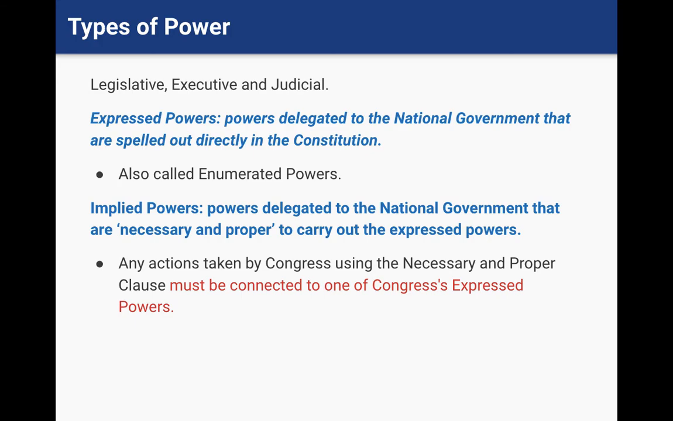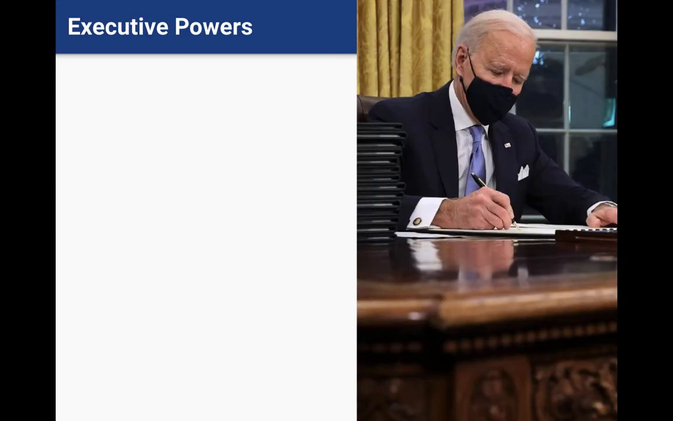However, because of the necessary and proper clause, it does allow them, because it's necessary and proper for them to tax you, or they have the power to tax, and it's necessary and proper to be able to make sure that you pay your taxes, that they can come after you. Okay? So it's a power related to one of their express powers.